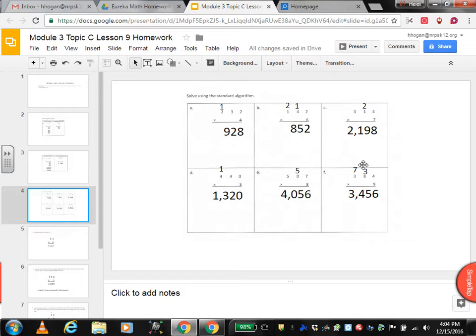9 times 4 is 36. We regroup 3 groups. 9 times 8 is 72 plus 3. 72, 73, 74, 75. 9 times 3 is 27 plus 7, which is 34.